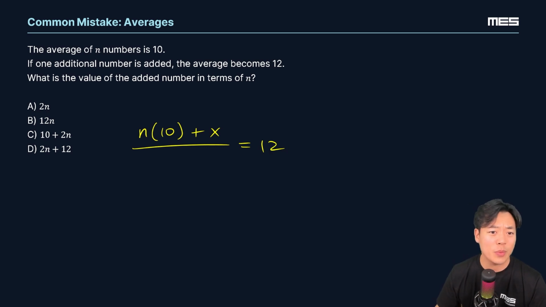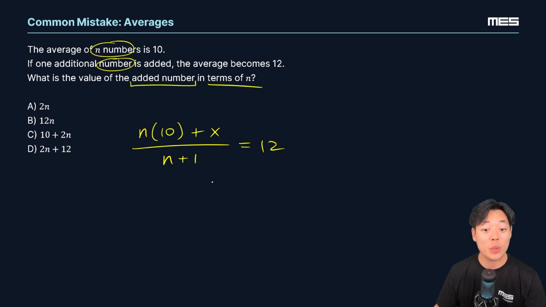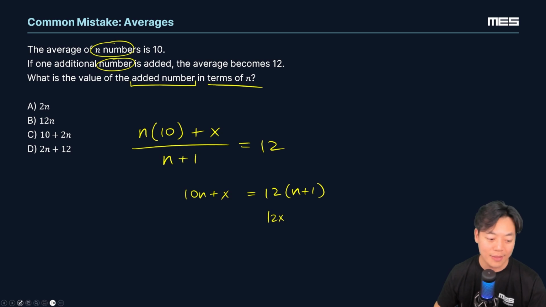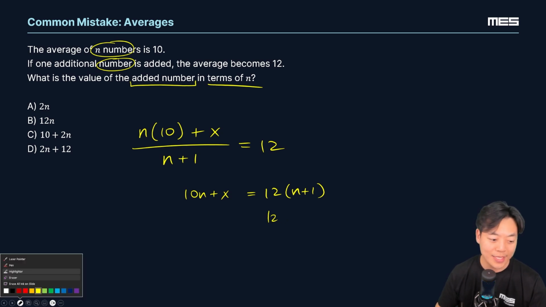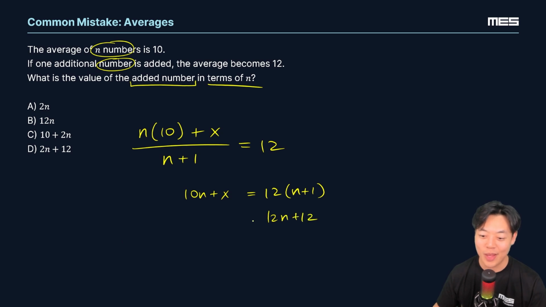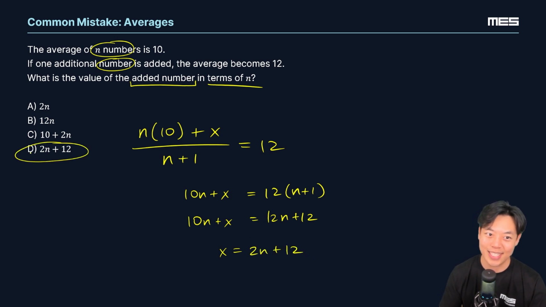But now let's think about how many things we have in total. We have n numbers of 10, and then we've just added one number. So we have n numbers of things plus that one x. And now we solve for x because we want to know what that added number is in terms of n. So we multiply both sides by n plus 1, and that gives us 10n plus x on the one side, and we get 12n. I'm going to take my own advice here and not rush. 12n plus 12, and that's equal to 10n plus x. So x will be 2n plus 12, which is letter D.